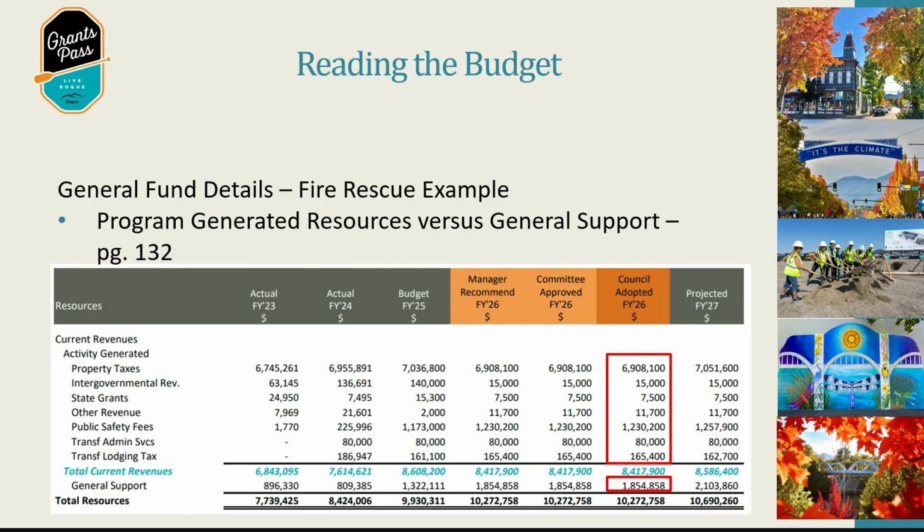The next page I want you to look at is page 132. Here's an example of fire, and I just wanted to show that there's the dedicated revenue sources, and you can see that they get some property tax, they have some grants, they have a piece of the public safety fees, some lodging tax, but there also is an additional amount that is required to balance their budget, and that's that general support that I was talking about earlier. That is that non-dedicated revenue that is shared within the general fund.